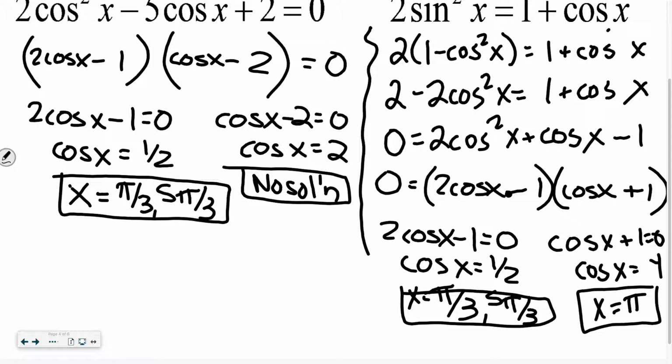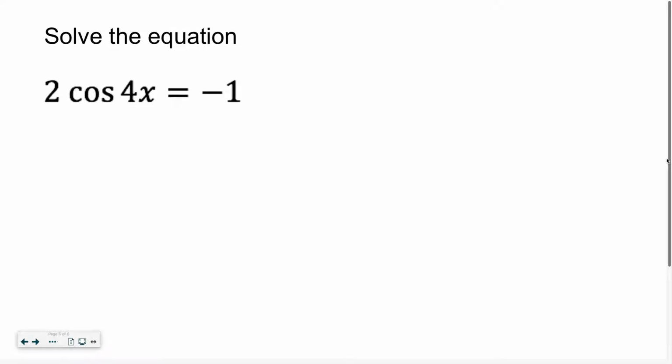Okay, we've got one other example to do. This one actually goes back more to the basic solving from Friday until the end. So let's look at the equation 2 cosine of 4x equals -1. What's new and different about this one? There's a number on the inside.